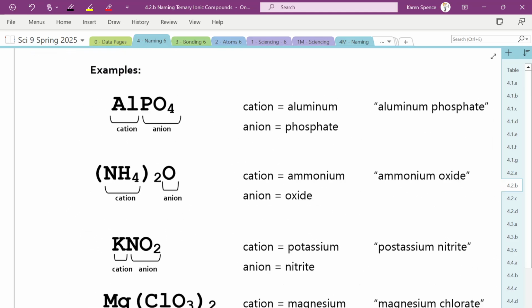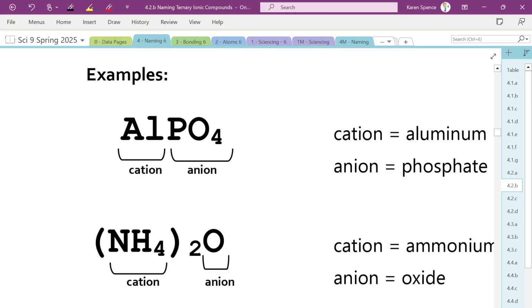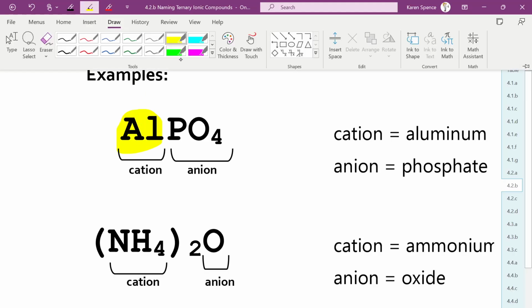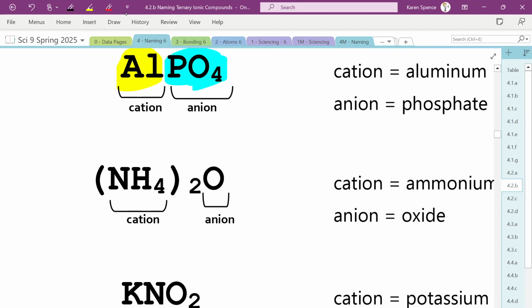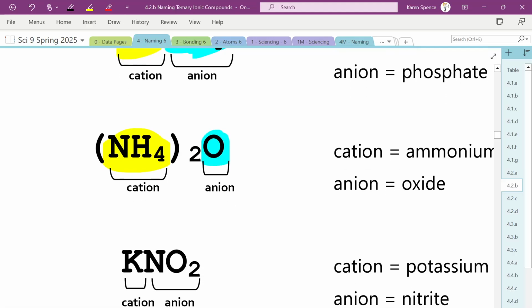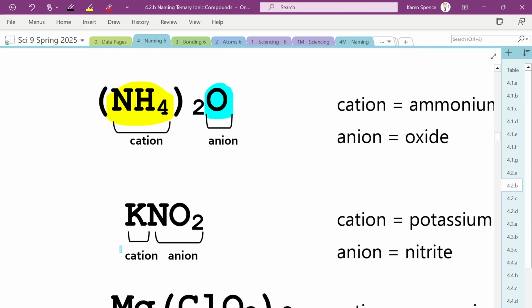This is just showing you, this is on our next page, page 48. It's just kind of showing you that you always have a cation and an anion, and never more than two things. So we have aluminum and we have phosphate. We have ammonium, that darn thing, it wants to fall over every time, and oxide. This one doesn't have any brackets and it can be a little bit tricky.